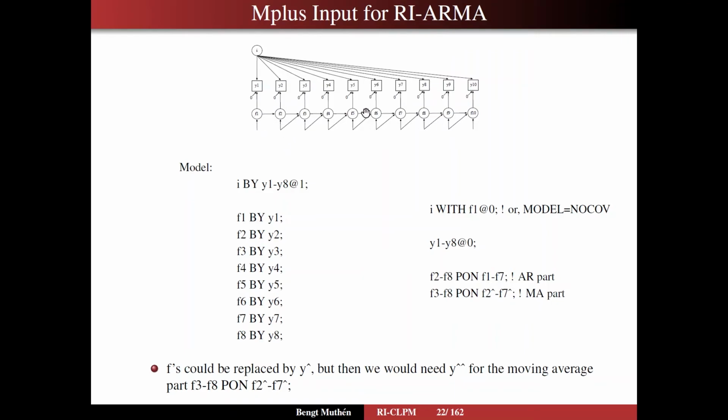Now the reason we go to factors here is more a matter of Mplus language. The f factors, as I say here at the bottom, could be replaced by y hat, but then we would need y double hats or something else for the moving average parts of f3 through f8, pairwise on f2 hat through f7 hat. So just for language matters more than anything else, we are still forced to create factors like that for RI-ARMA.